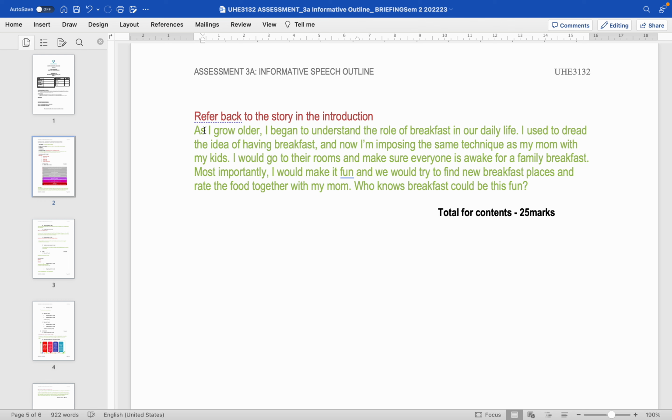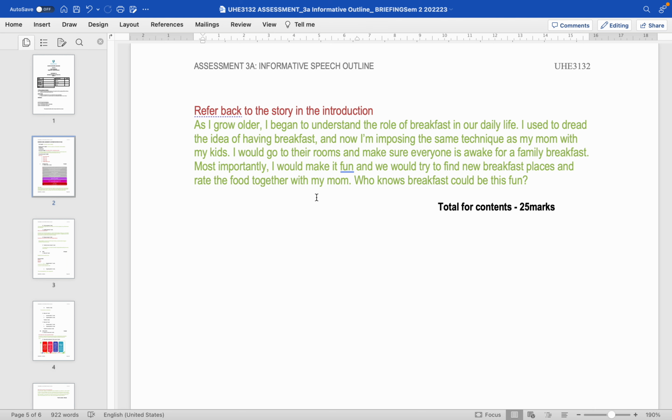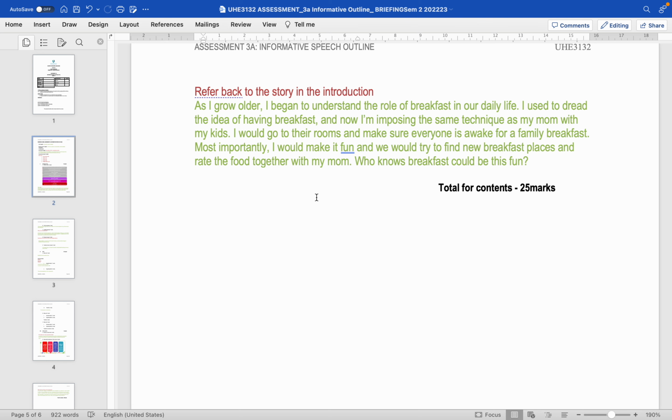So I say, as I grow older, I begin to understand the role of breakfast in our daily life. I used to dread the idea of having breakfast, and now I'm imposing the same technique as my mom with my kids. I will go to their rooms and make sure everyone is awake for a family breakfast. Most importantly, I will make it fun. And we try to find a new breakfast place and rate the food together with my mom. Who knows? Breakfast could be this fun.